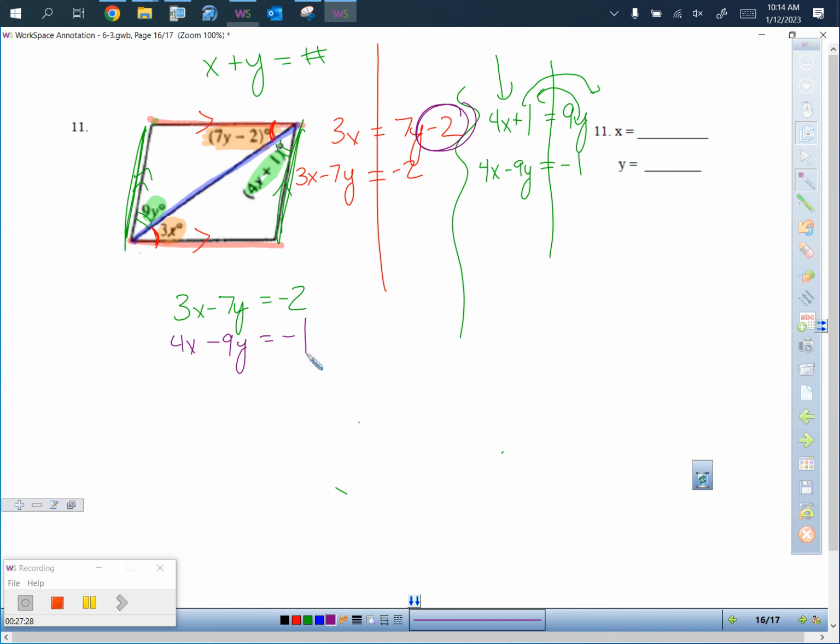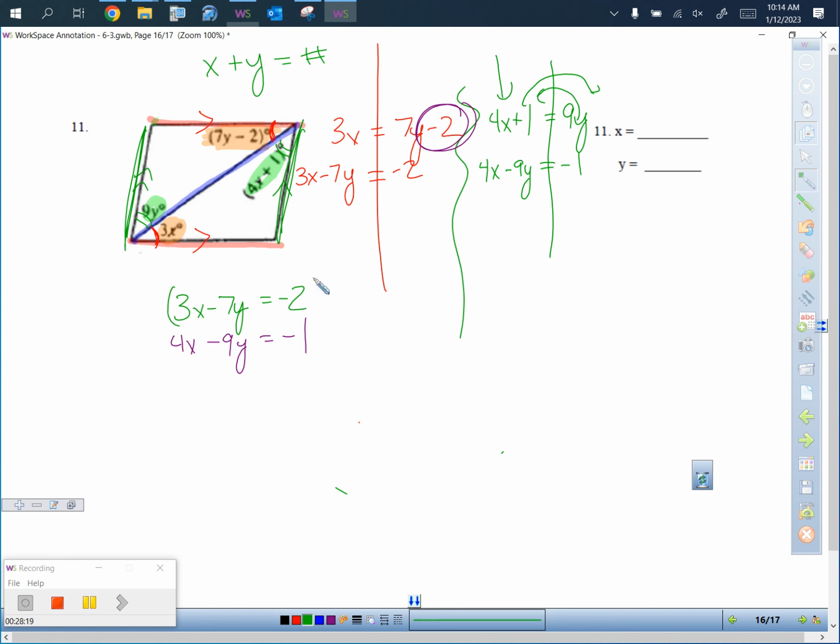So what is the least common multiple between 3 and 4? If you wrote out all your multiples of 3, like 3, 6, 9, 12, 15, 18, 21, and all your multiples of 4, 4, 8, 12, 16, 20, what's the smallest number on both lists? 12, right? We're going to try to turn these into 12s. But one of them has to be a positive 12, and one of them has to be a negative 12 for them to cancel out.